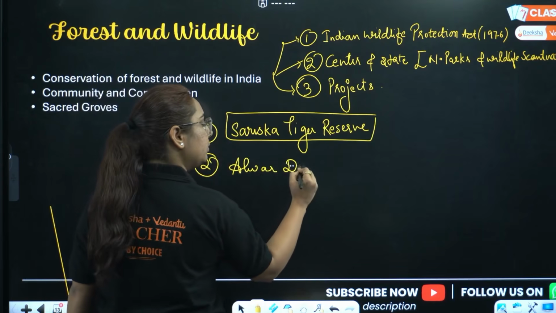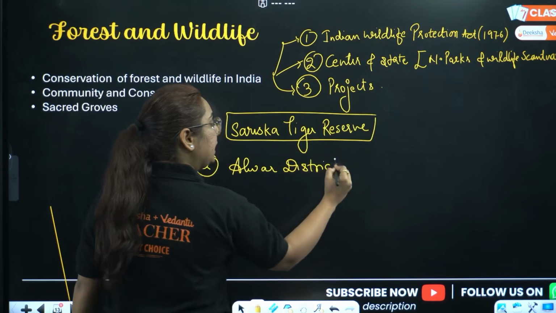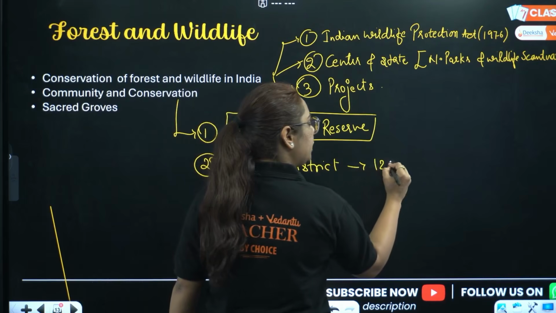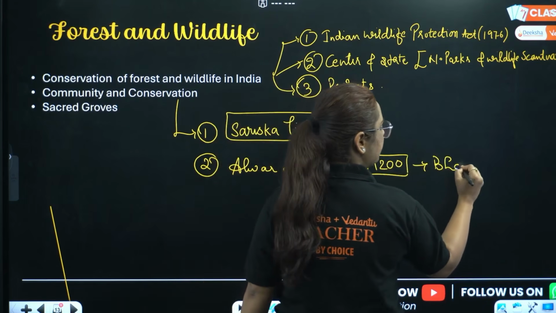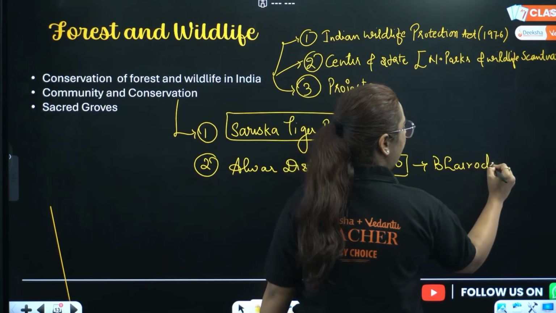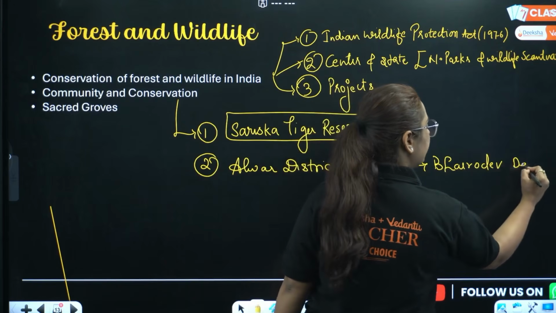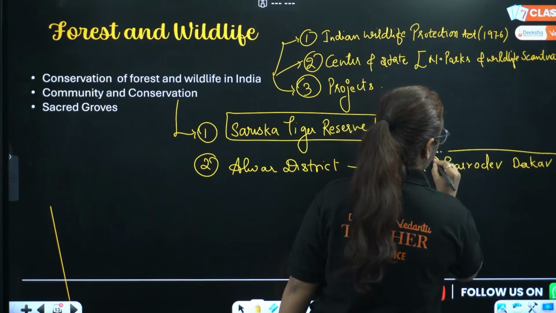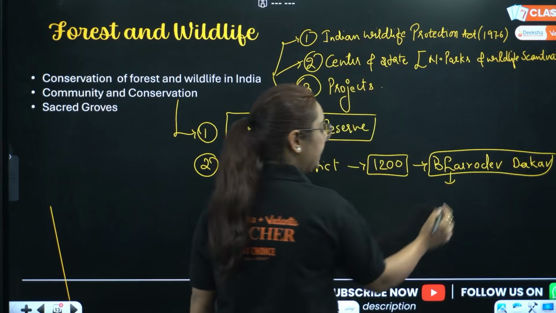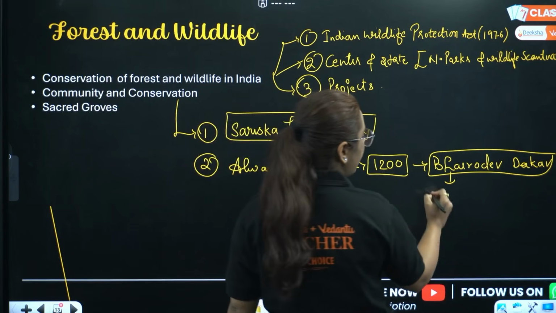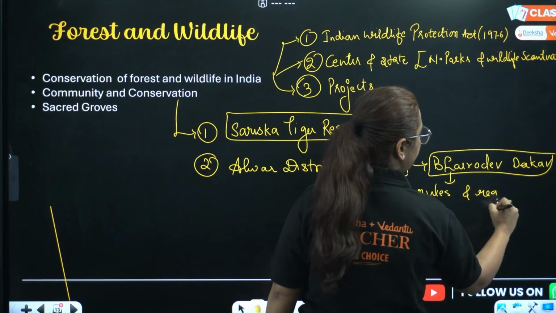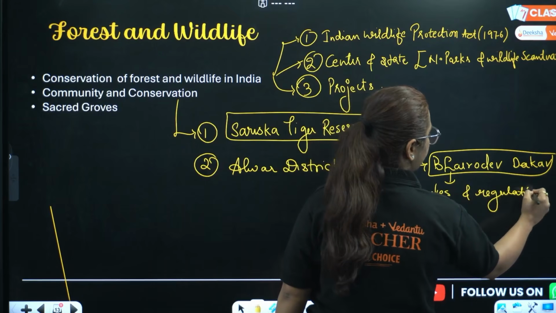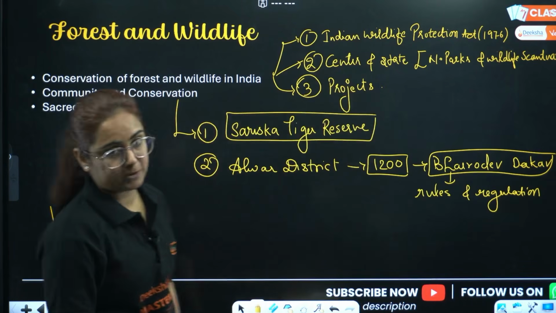Second is Alwar district. What happened in the Alwar district of Rajasthan? The people there declared their 1200 hectares of land as Bhairodev Dakav Sanctuary. Basically an area they declared a sanctuary in which there will be their rules and regulations, and no one will be interfering in these rules and regulations. By no one I mean government.